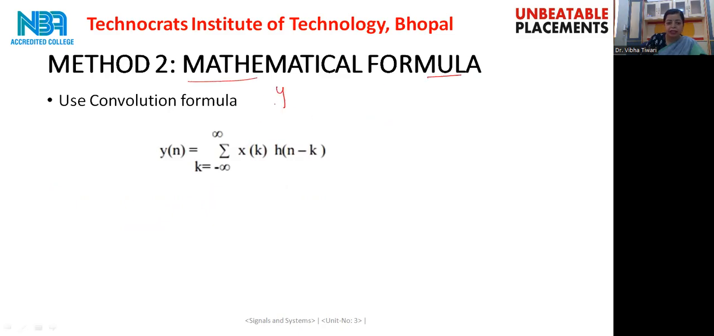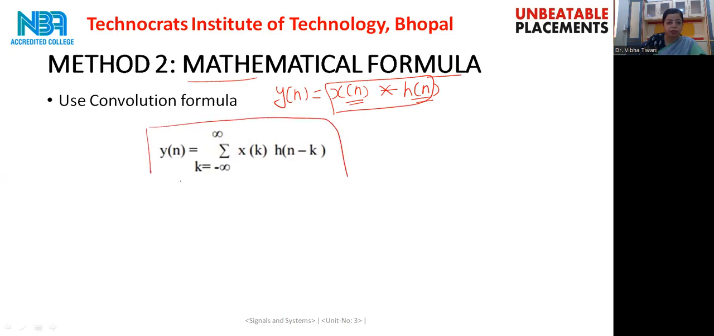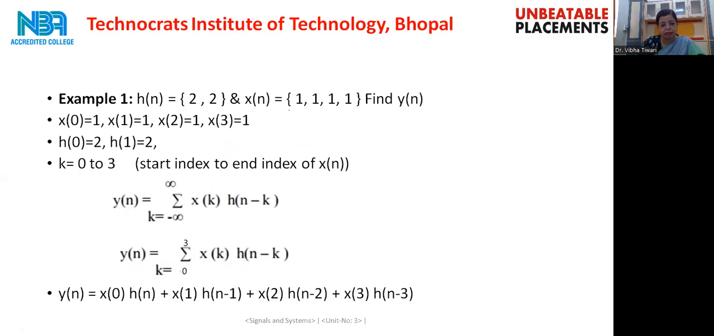We have seen that if y[n] is the output of a system where x[n] is given as input and h[n] is the impulse response of the system, then the output can be calculated by performing the convolution of x[n] with h[n]. This convolution is calculated using y[n] = summation from k = minus infinity to infinity x[k] h[n minus k]. Now let us see how we apply this formula for calculating the output response of the system. Here we have one example.